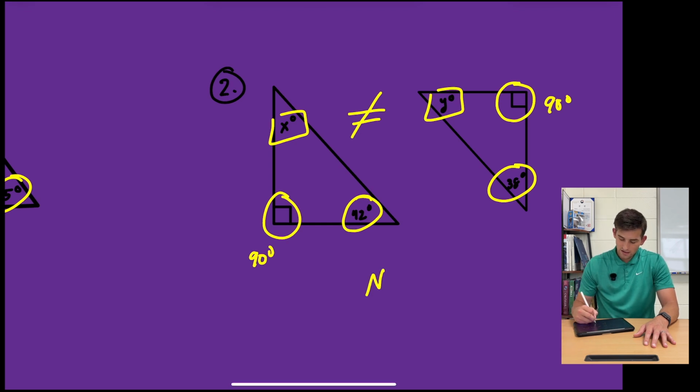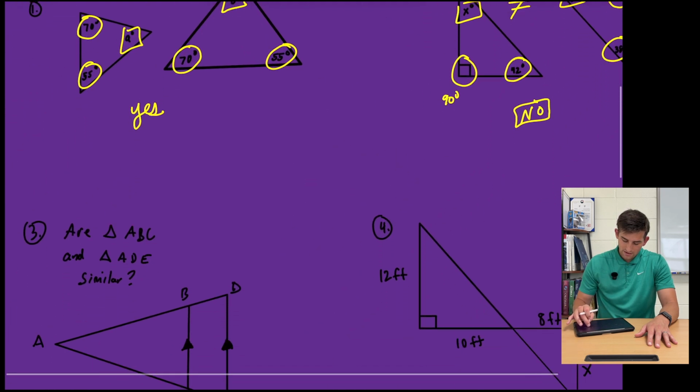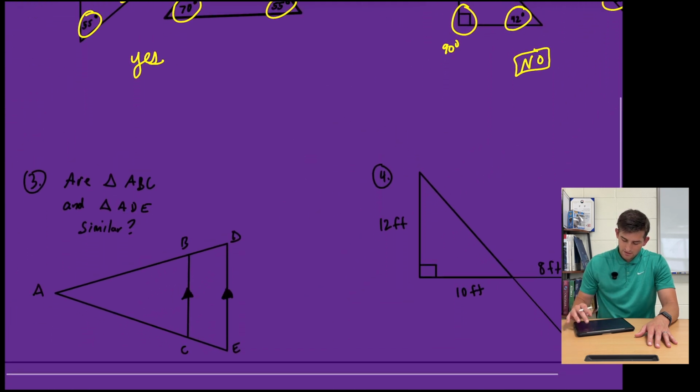So we could simply say no on number two, and that means that those triangles are not similar, because all three of their angle measures would not be the same, okay? All right, let's jump down here to number three. We have a slightly different example here.